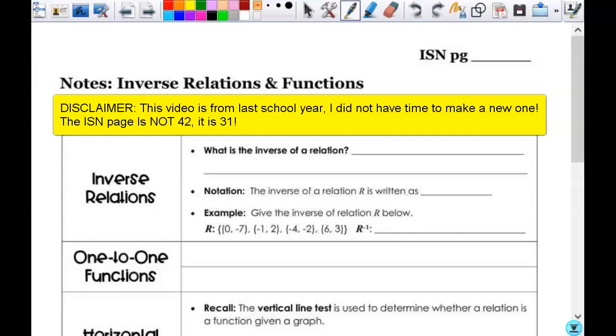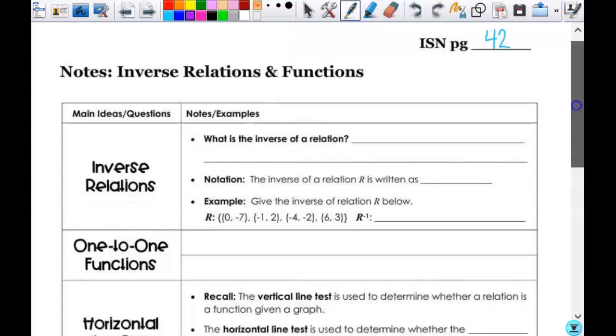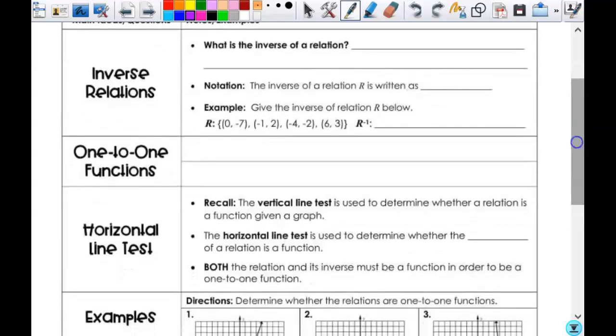All right, so we're going to talk about inverses. This is going to go on page 42 when we're done. So inverse relations. We're going to talk about inverse relations and inverse functions and make sure that you can keep those two straight. Okay, so it says, what is an inverse relation?